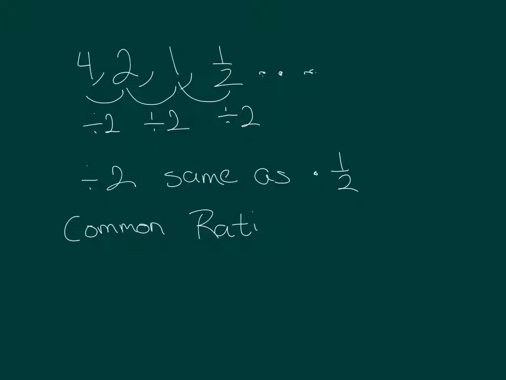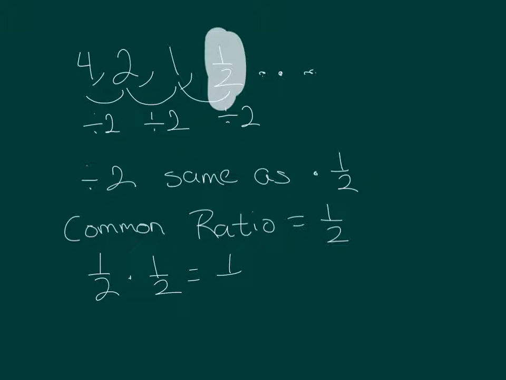And if we were asked to find the next terms in the sequence, all we would do is take the last number, which is 1/2, and multiply 1/2 by our common ratio, which is 1/2, and we would get 1/4. If we wanted to find the term after that, we would take 1/4 and multiply by our common ratio, which is 1/2 again, and get 1/8. And we could keep on doing that. So these are our next terms in the sequence, the 1/4 and the 1/8.